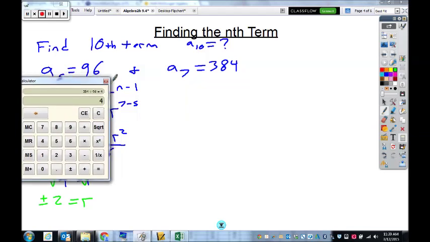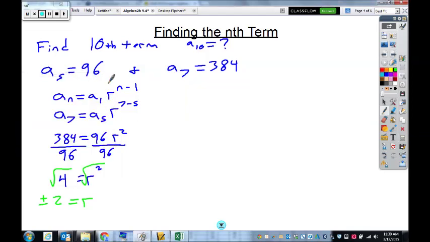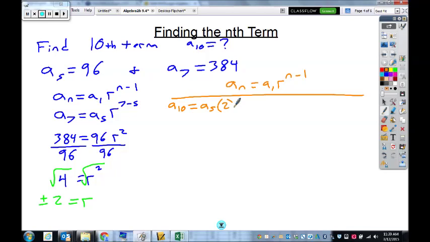So we're trying to find the 10th term. So over here, let's say a sub n equals a sub 1 times r to the n minus 1. That's the basic formula I'm using. I'm going to plug in a sub 10 equals, and I'll use a sub 5 times positive 2 to the 10 minus 5.